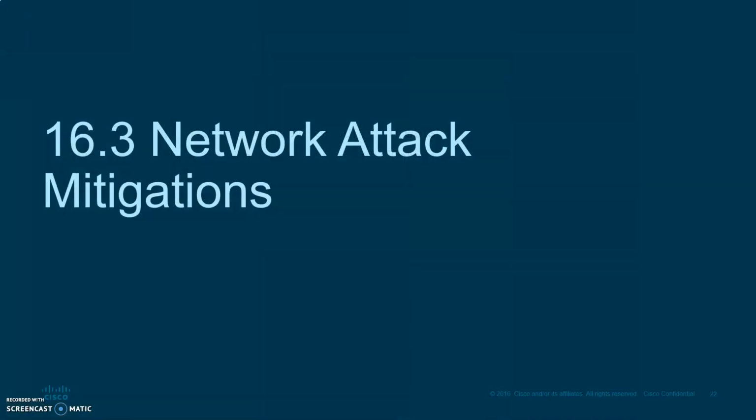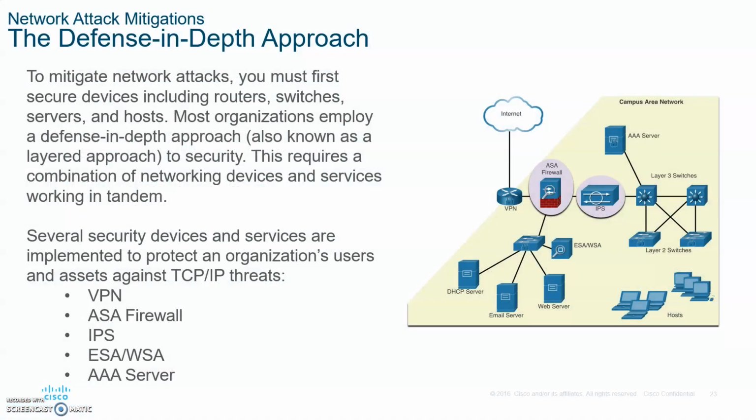All right. Now we're going to take a look at network attack mitigation. How do we mitigate against these attacks? So, the first thing you are going to do is the defense in-depth approach. What does that mean? That means a layered model. So you have to put, for example, a firewall, an IPS, and maybe the router before anything goes into the network, or vice versa. You have a VPN.